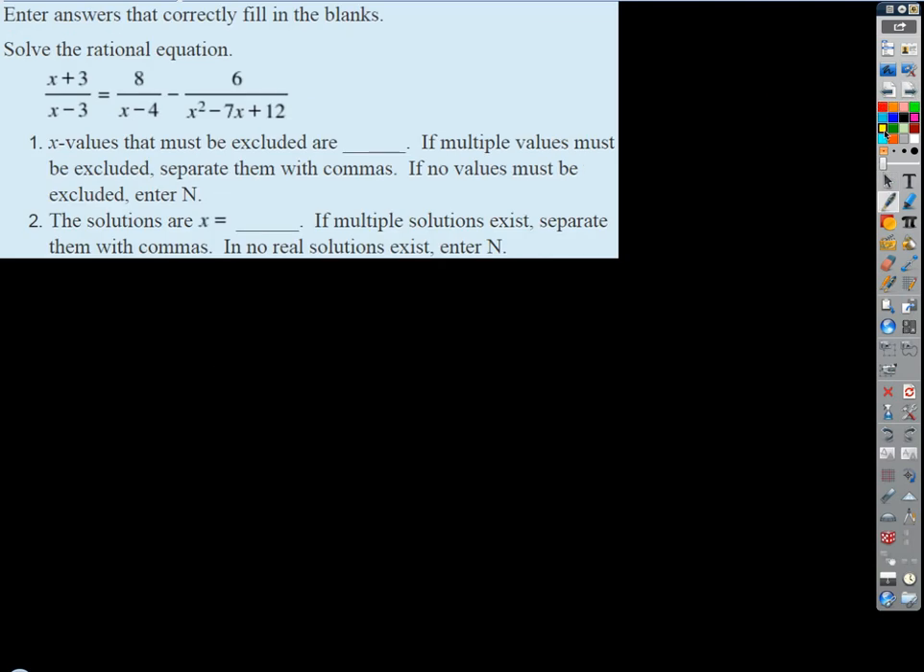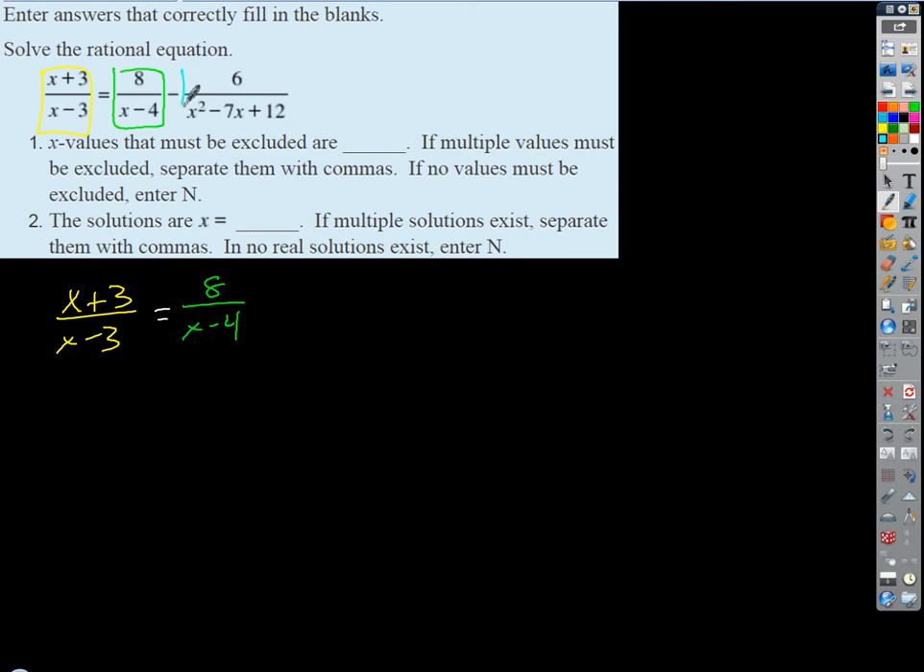So if we write this in factored form, the first fraction is already factored. So we get x plus 3 over x minus 3 equals, next fraction, also already factored. Okay, last fraction. Oops. We have to factor.